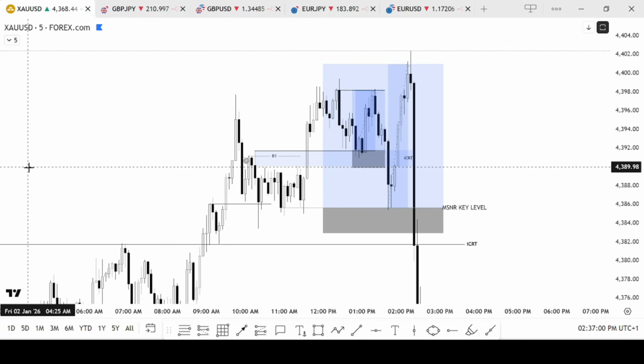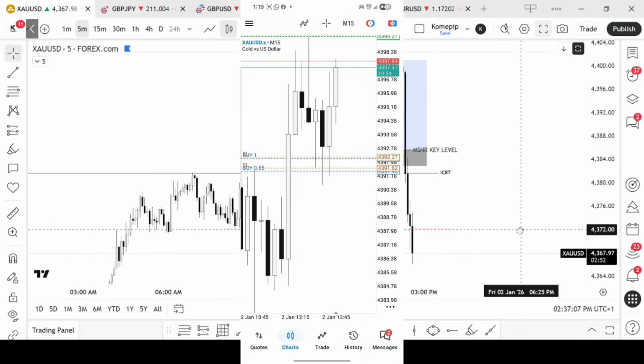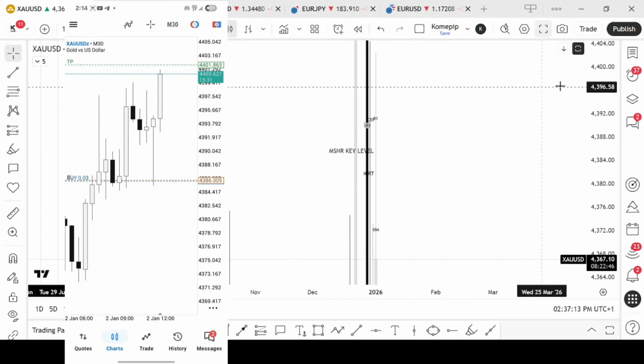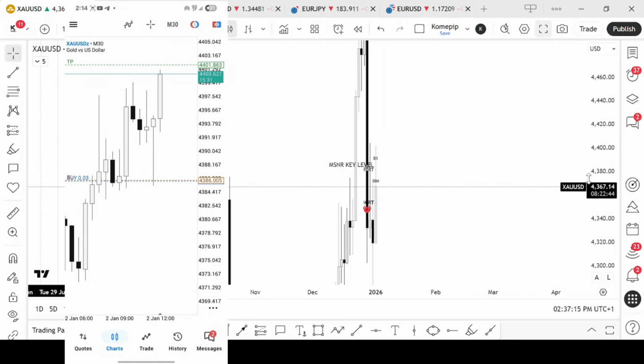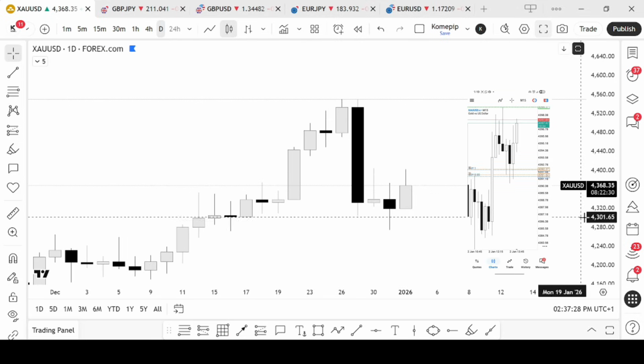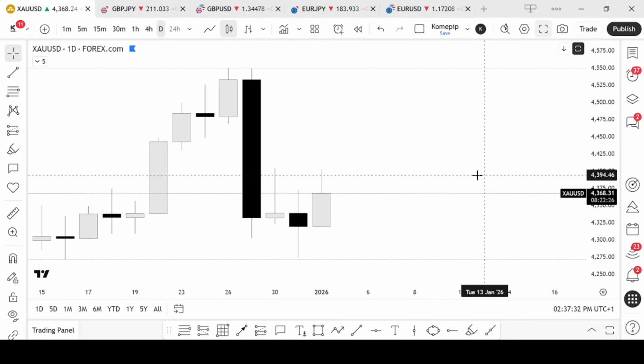This is gold, and how did I catch this and what's my expectation? First, it all starts from the daily time frame. Now, what I'm showing you is based on the Komepips trading protocol. It starts with the higher time frame. Anytime you want to trade, you have to start with the higher time frame.